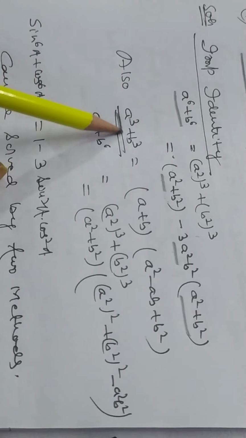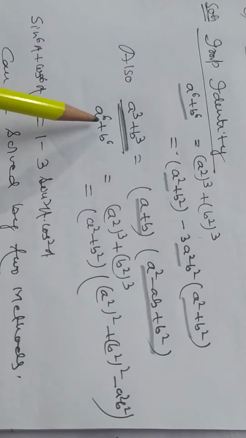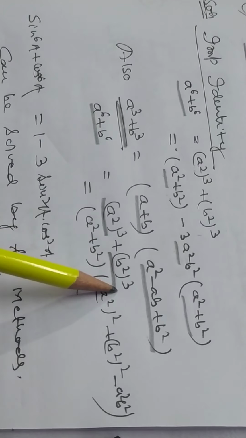Now a cube plus b cube can be written as (a plus b) into (a square minus ab plus b square). So a to the power 6 plus b to the power 6 can be written as (a square) whole cube plus (b square) whole cube.